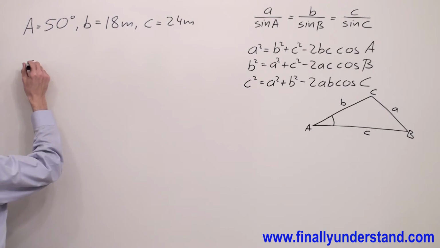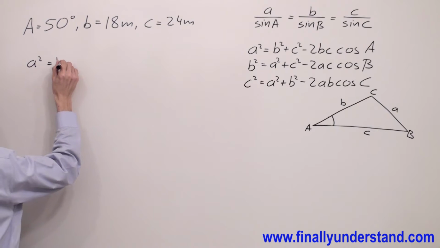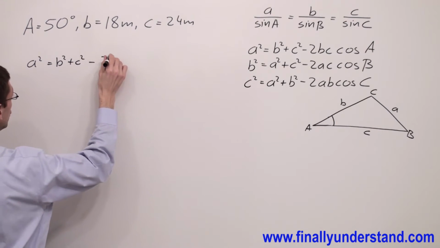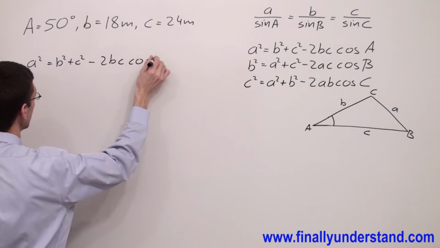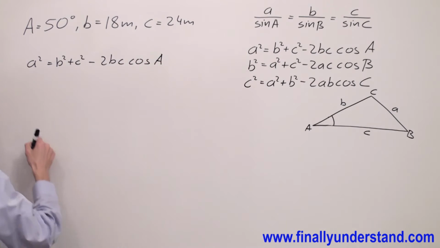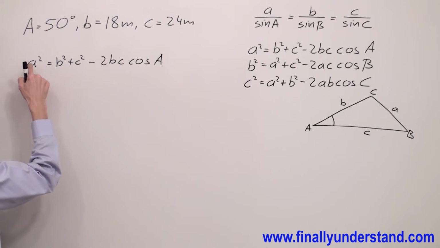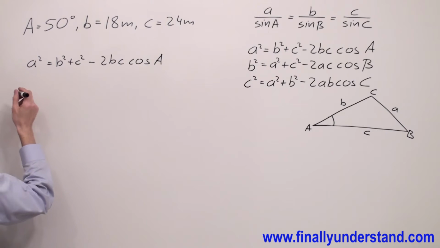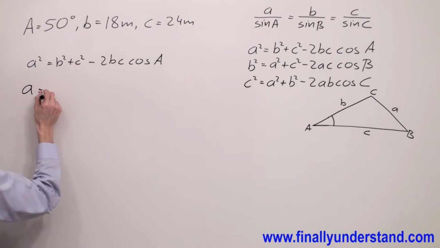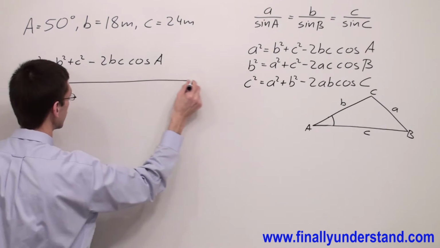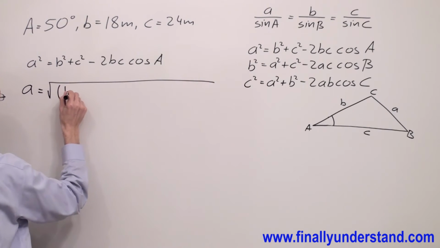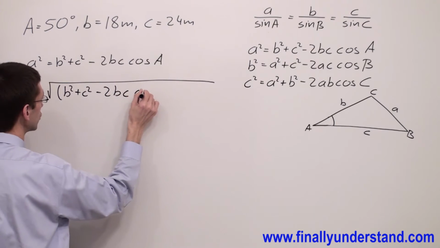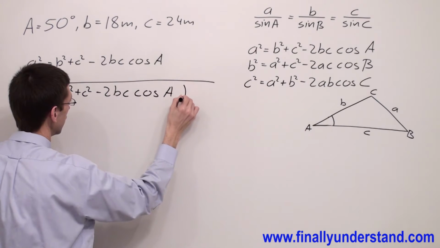So we have A square is equal B square plus C square minus 2bc cosine of angle A. In order to find side A, I'm supposed to square root both sides of the formula. So I'm going to have A equals square root, open parenthesis, B square plus C square minus 2bc cosine of angle A.